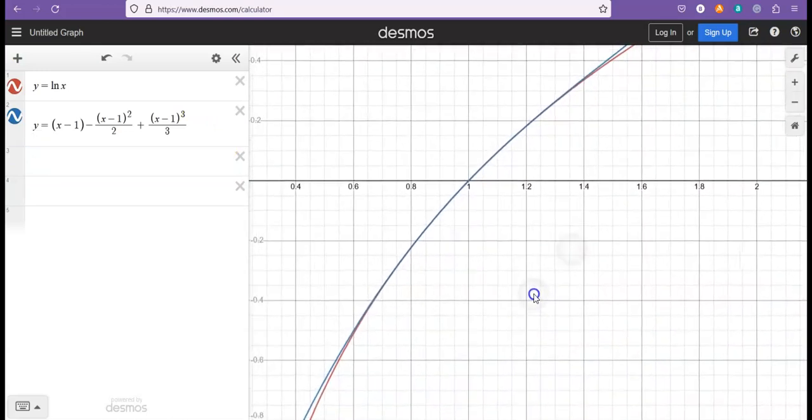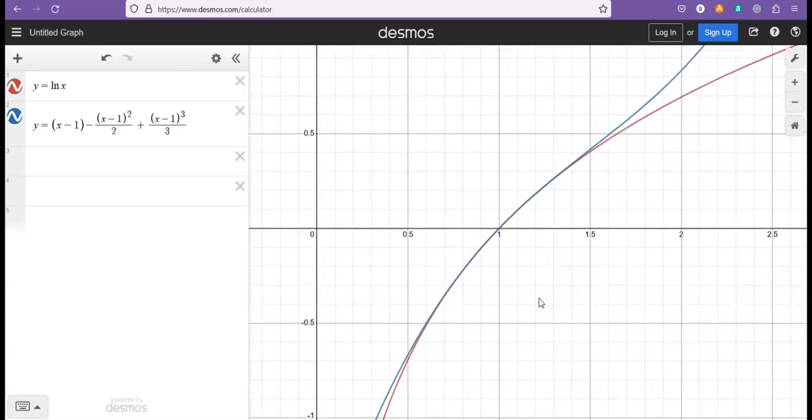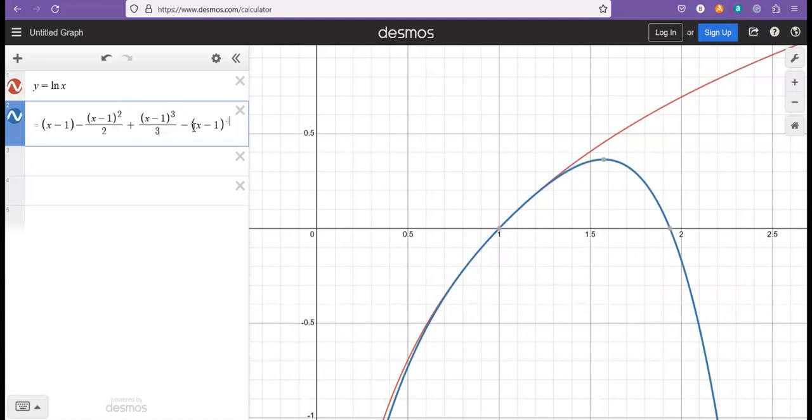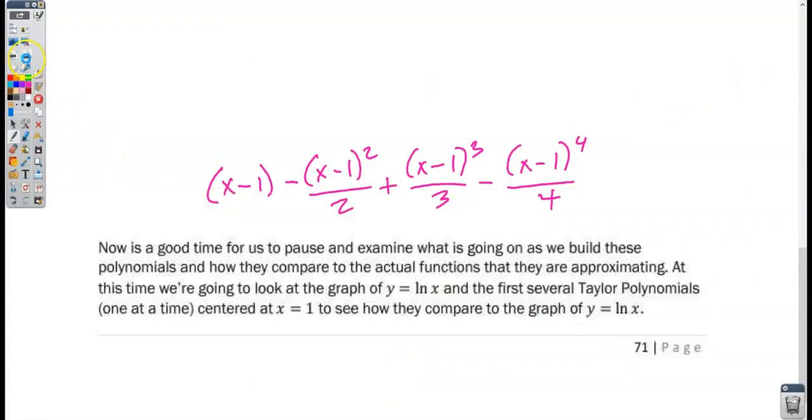And I can zoom in on this and you see that it's really close when we're close to 1. And as I add each additional term, this becomes a better and better approximation of the function y equals natural log of x. And so if we add more and more terms to this, we're going to do a better and better job of approximating y equals the natural log of x. How good? Well, you'll see that more as we move into future lessons.